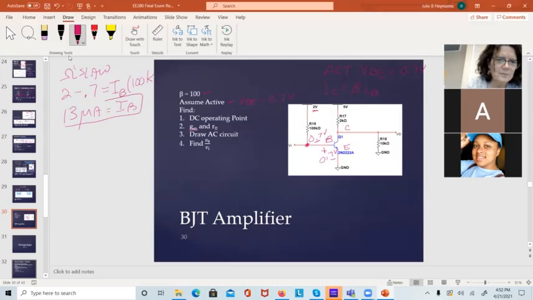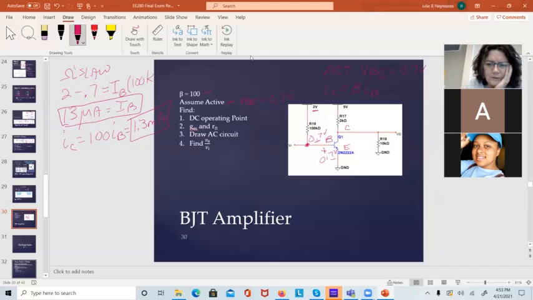So that was IB. IC, we're given beta, 100. 100 times 13 microamps is 1300 microamps, which is 1.3 milliamps. So we've got IC, we'll need that one. We might as well go ahead and, oh, we can use KCL.